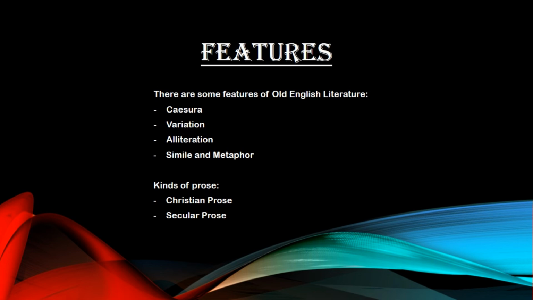Features. There are some features of Old English literature. The first one is caesura, the second is variation, the third is alliteration, the fourth is simile and metaphor. And the next one is kinds of prose. The first one is Christian prose, the second is sacred prose.